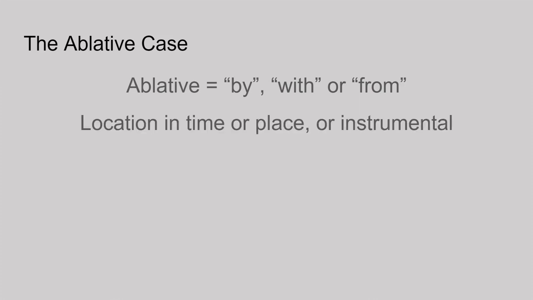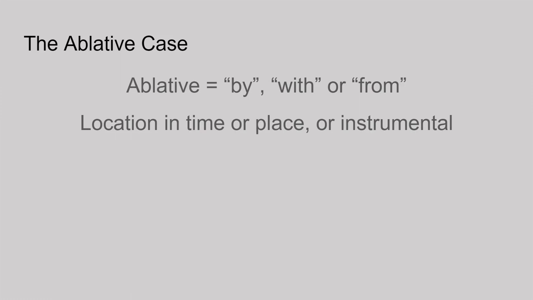Well, it can mean many things. For now, use these few meanings to help you out. So keep in mind by, with, or from. There are some really easy ways to remember to translate an ablative noun. An ablative indicates location in time or place, or it can also be what's called an instrumental ablative. So I'm just going to have a little go backwards through those things.